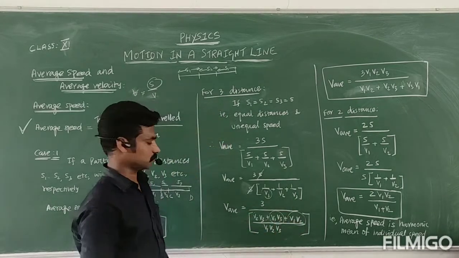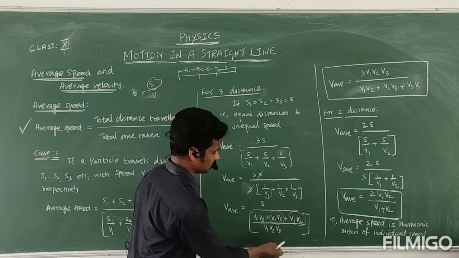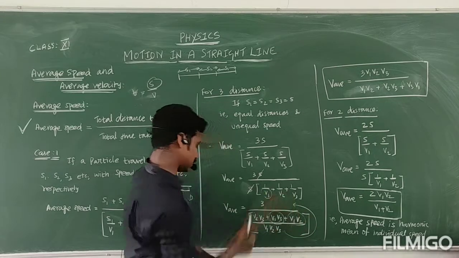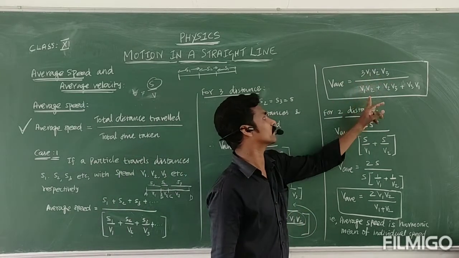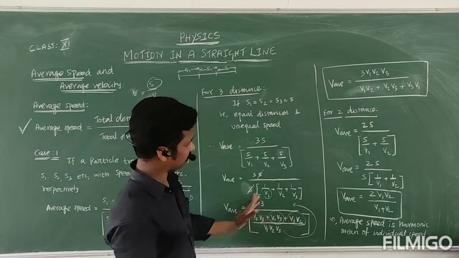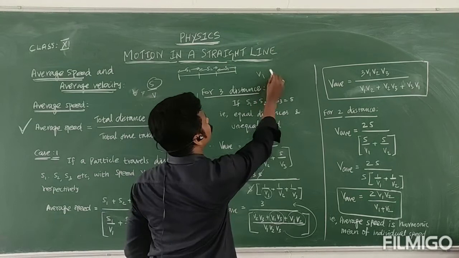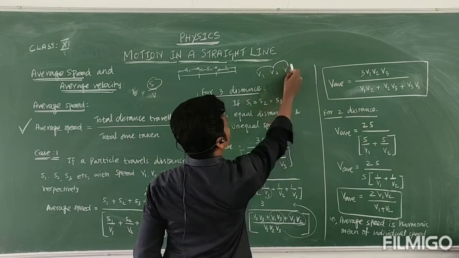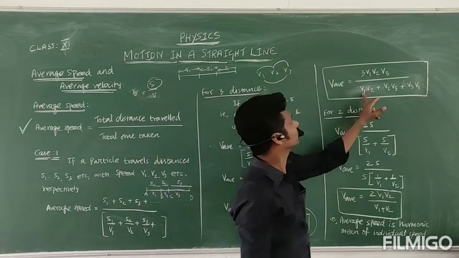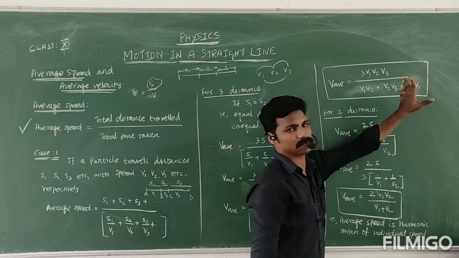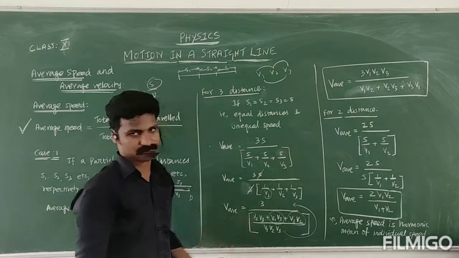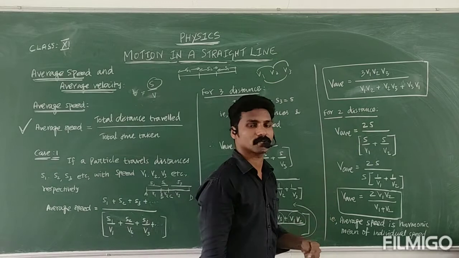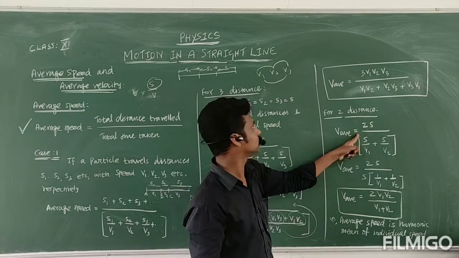That's all. So this is the whole divided by this value. The 3 moves to the numerator, so 3 v1 v2 v3 divided by the same thing, which I will arrange easily: v1 into v2, next v2 into v3, next v3 into v1. See that? v1 v2 plus v2 v3 plus v3 v1. So this is the formula for average speed for 3 distances. Suppose 2 distances, what happens? For 2 distances, the average speed is equal to like that.